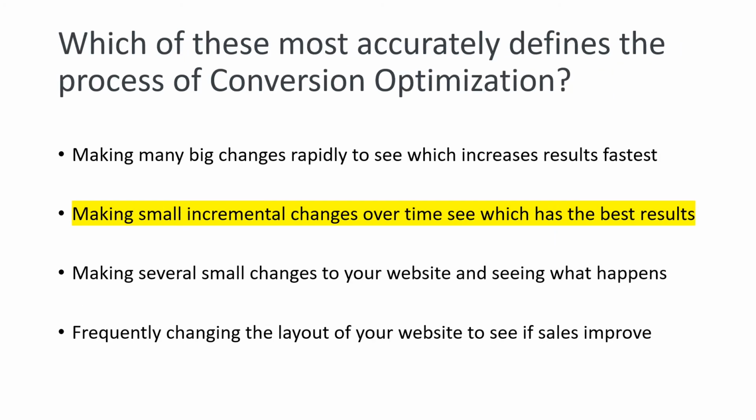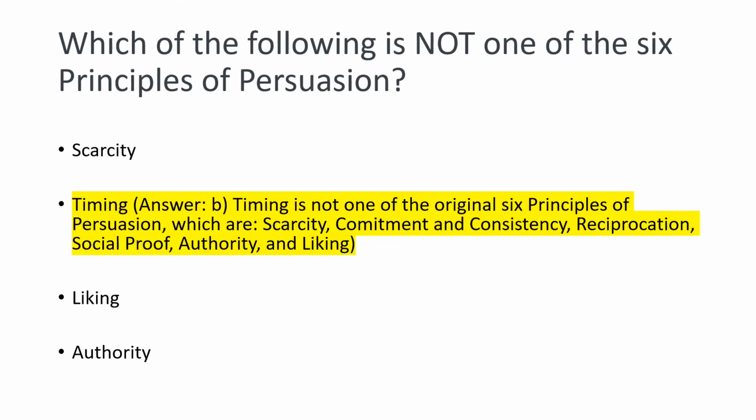256. Which of these most accurately defines the process of conversion optimization? Making small incremental changes over time. See which has the best results. 257. Which of the following is not one of the 6 principles of persuasion? Timing. Answer: B. Timing is not one of the original 6 principles of persuasion. Which are scarcity, commitment and consistency, reciprocation, social proof, authority, and liking.